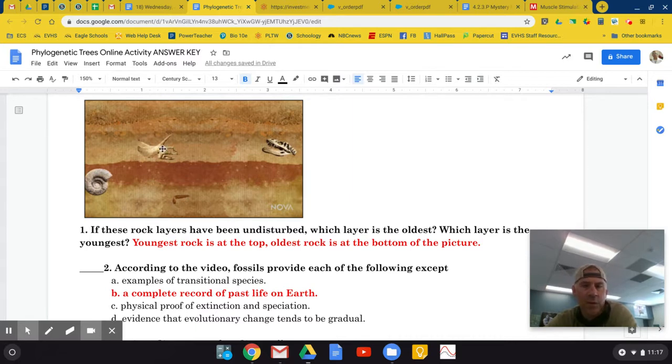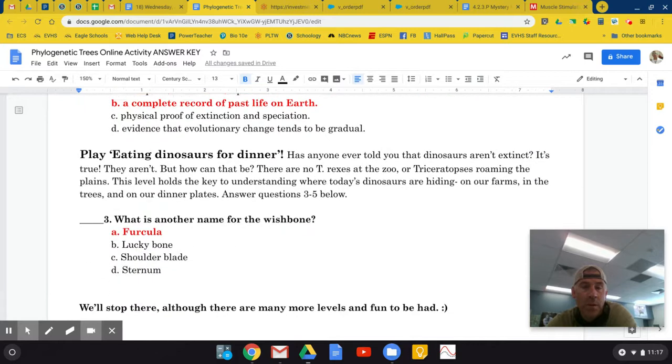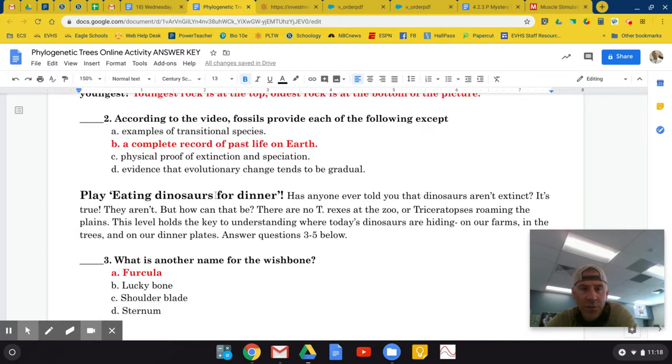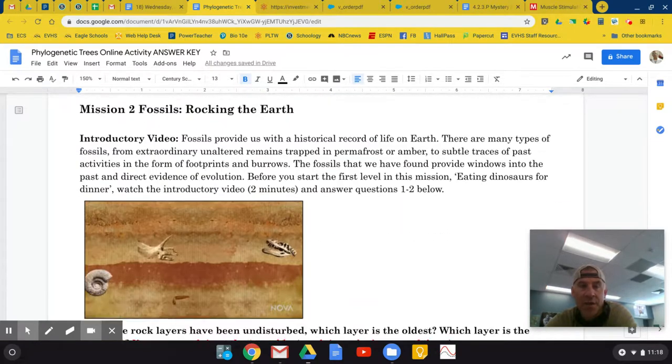Okay, if we really were just to make a quick call, we'd say, oh, well, this fossil that I'm circling right here is younger, or was produced more recently, than this fossil down here of this spiral-shelled organism. And then you guys played one more game of Eating Dinosaurs for Dinner. And you learned another name for the wishbone, which was the furcula.